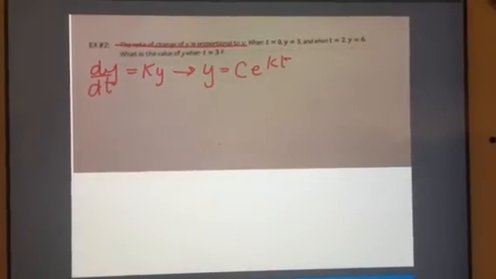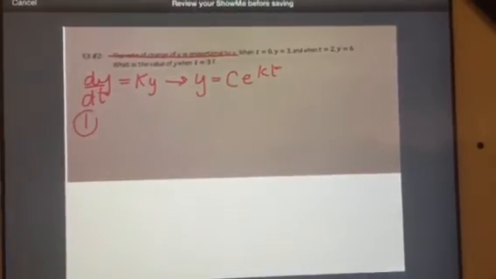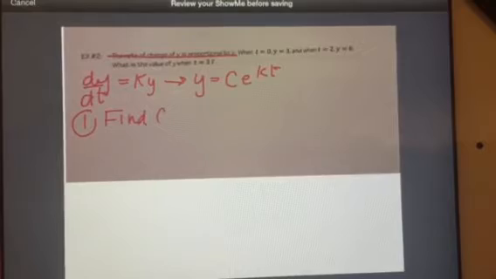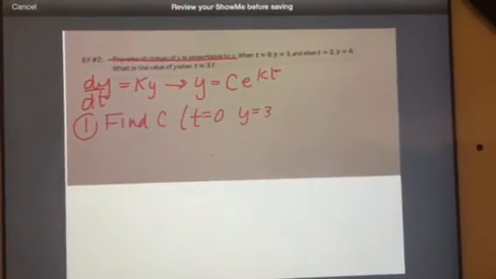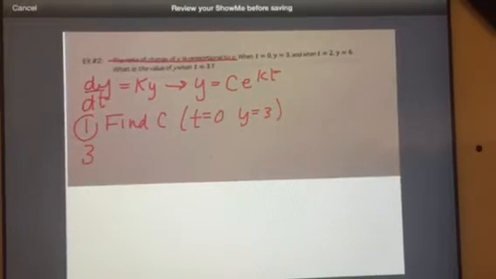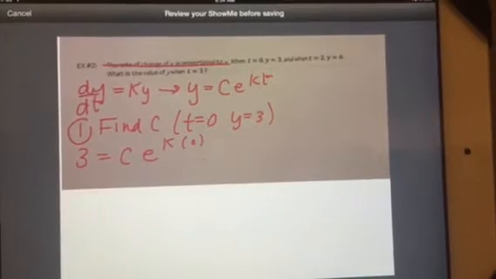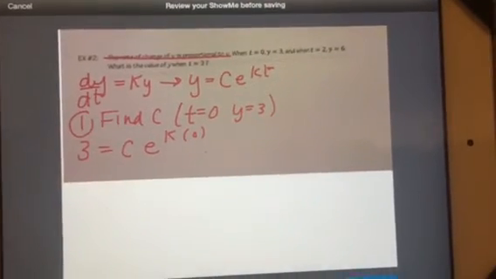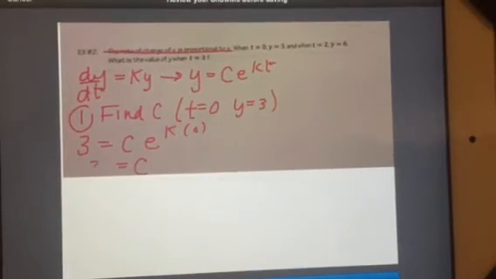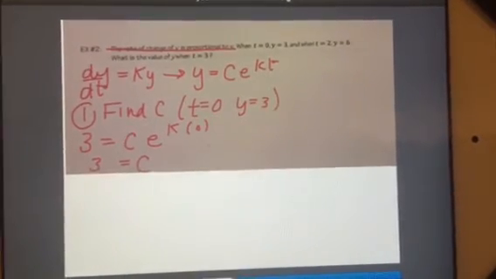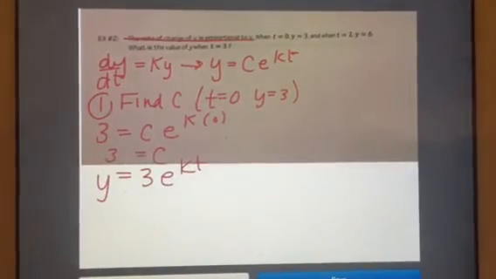So the first thing we have to do is find the value of c. So let's find c using t is equal to 0, y is equal to 3. So 3 equals ce to the k times 0. k times 0 is 0. Anything to the 0 power is 1. So c is equal to 3. So our equation becomes y equals 3e to the kt.